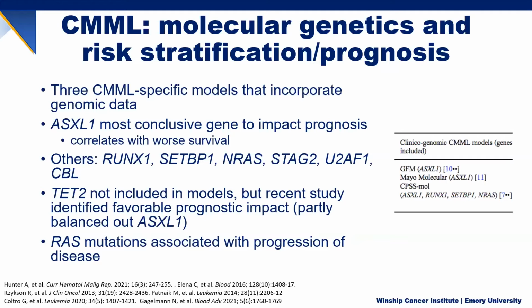And then kind of lastly is these RAS mutations. This is again a type of signaling mutation and can be associated with the disease progressing or changing over time. But the next disease we'll talk about here is JMML.